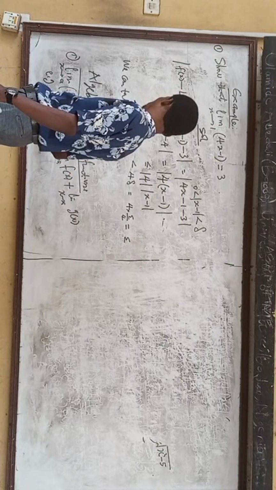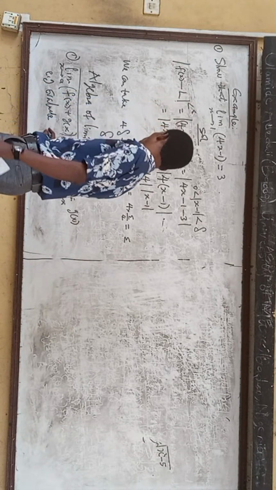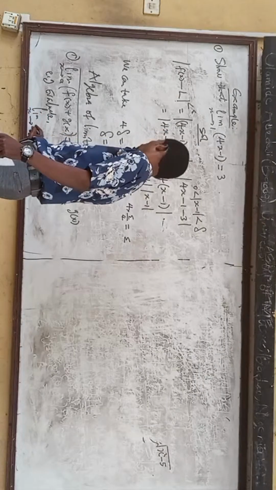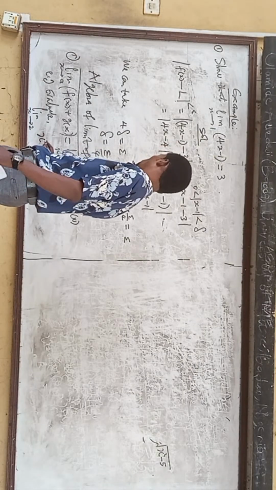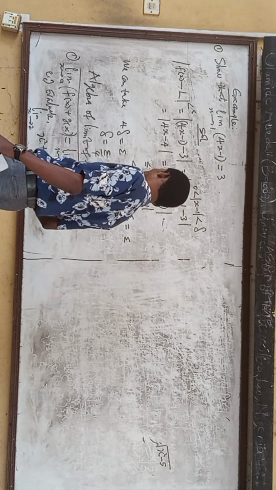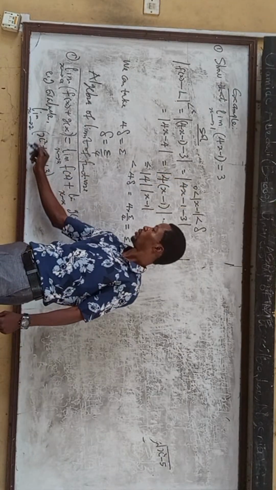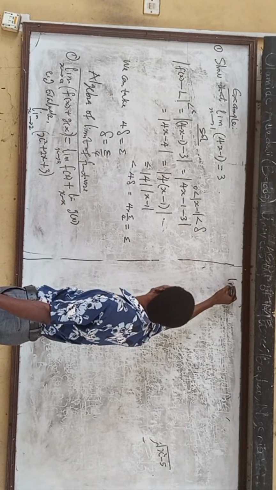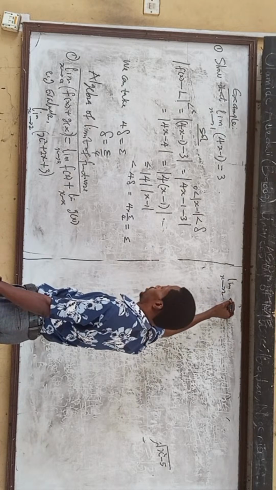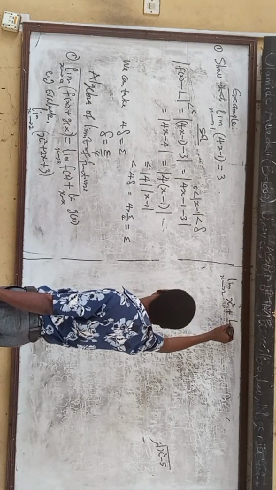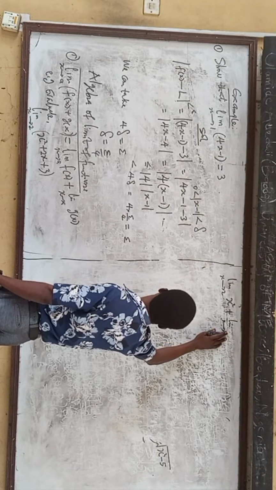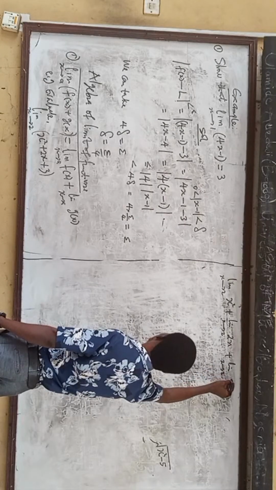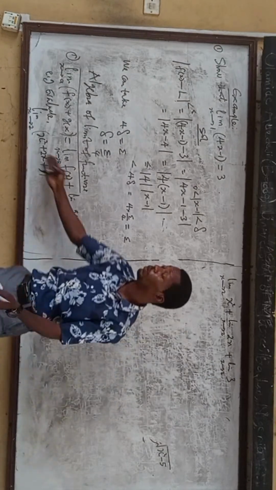You can give a small example here. Evaluate the limit as x goes to say 2 of x squared plus 2x plus 3. So what that means is we are taking the limit as x goes to 2 of x squared, plus the limit as x goes to 2 of 2x, plus the limit as x goes to 2 of 3. So it means that you can evaluate the limit term by term.